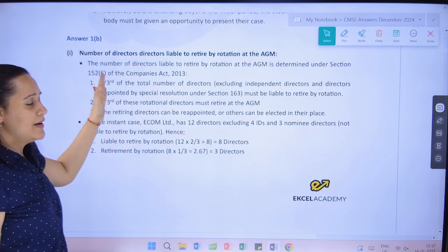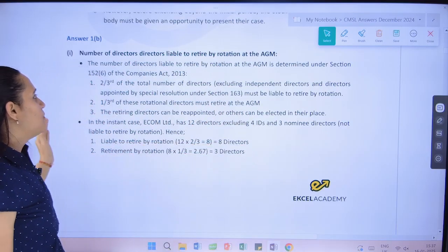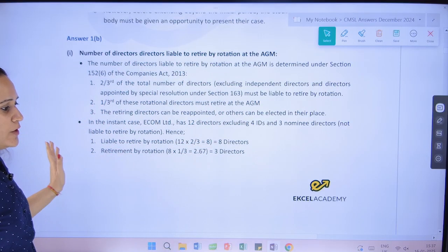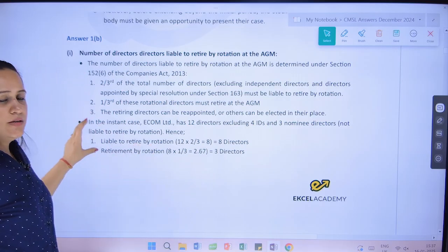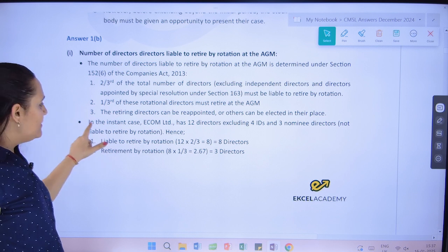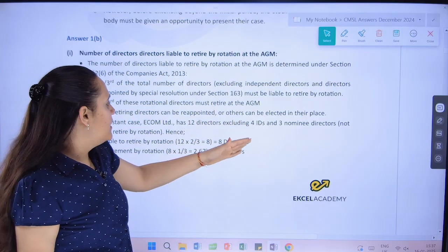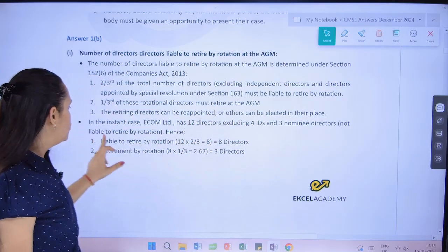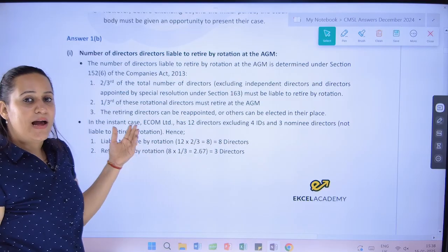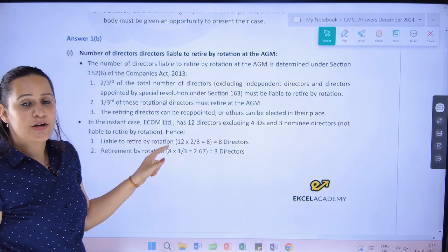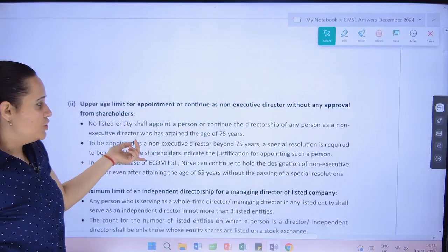First one is, what is the number of directors that are liable to retire by rotation at the annual general meeting? It is the provision of the Companies Act, section 152, subsection 6 talks about it. Mention the provision, what are the points, and then provide the connection with the facts. Say that in the instant case, Ecom Limited has 12 directors excluding 4 nominee directors, 4 independent directors and 3 nominee directors. So 2/3 of 12 will become 8 and 1/3 of 8 will become 3. So people who are liable to retire by rotation is 8, people who are actually going to retire are 3. And the same people can be reappointed, that can also be mentioned.